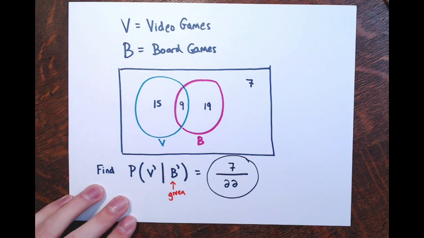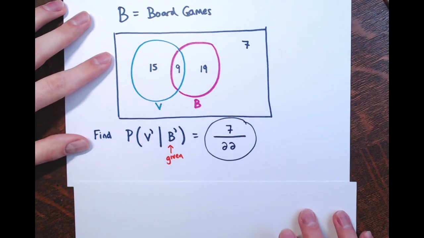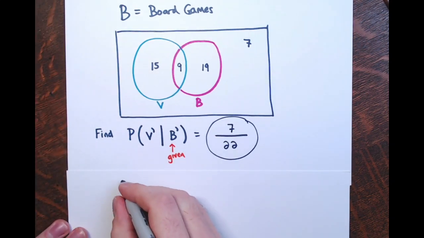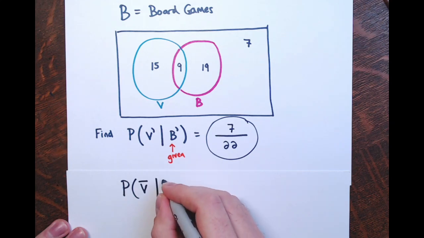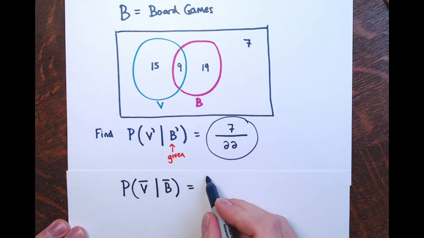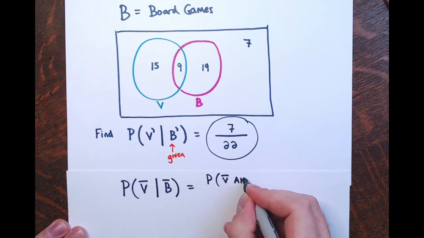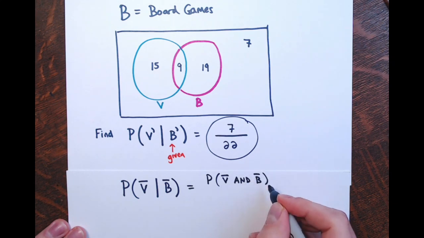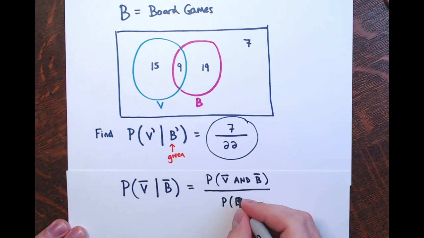Okay. Now you could have also done this. Remember our conditional probability. You could have also used this formula. The probability of, I'll do the bar this time, not V given not B. What's the probability, given that the student doesn't play board games, that they don't play video games? Remember there was also this formula, the probability of not V and not B divided by the probability of the given event, the probability of not B.